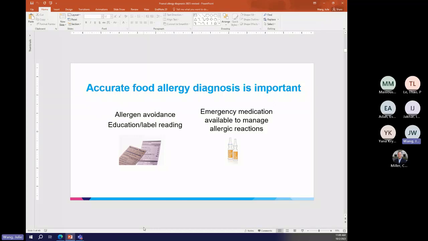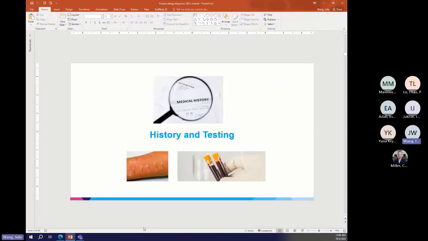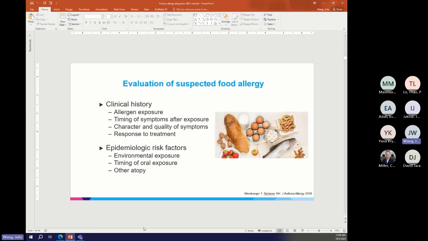So accurate testing for food allergy is important because management entails allergen avoidance and education and label reading, which really affects many parts of our daily lives. And accidental allergic reactions are possible despite diligent avoidance. And so families need to be prepared with emergency medication and be ready to treat allergic reactions that are unpredictable. So when we're talking about diagnosis of food allergy, we start with the history, followed by supportive testing. And so as in most things in medicine, history is the number one diagnostic tool that we have to work with.